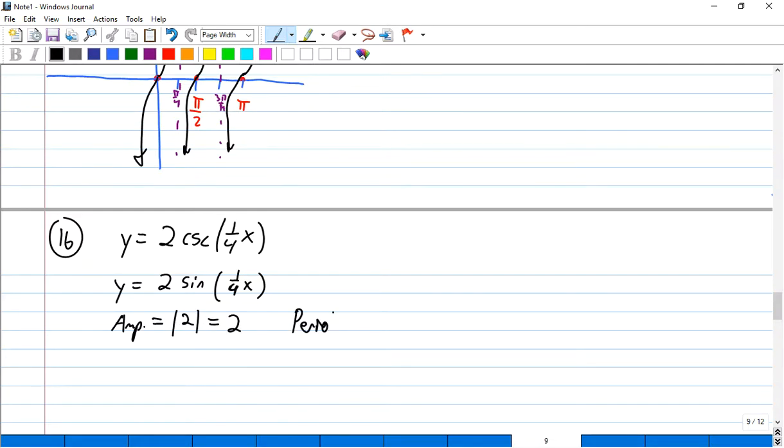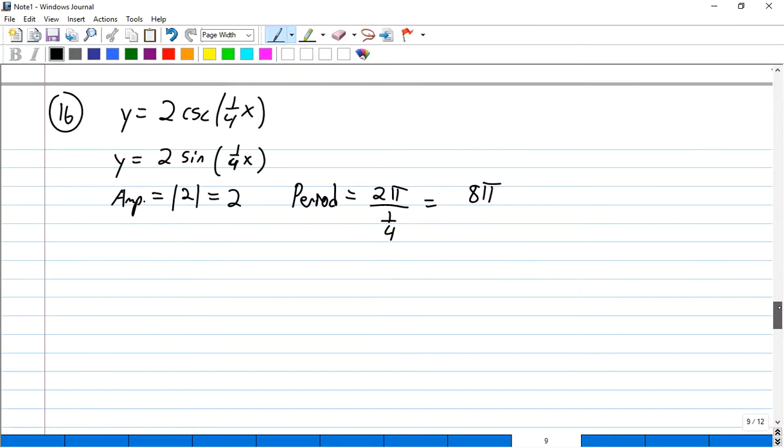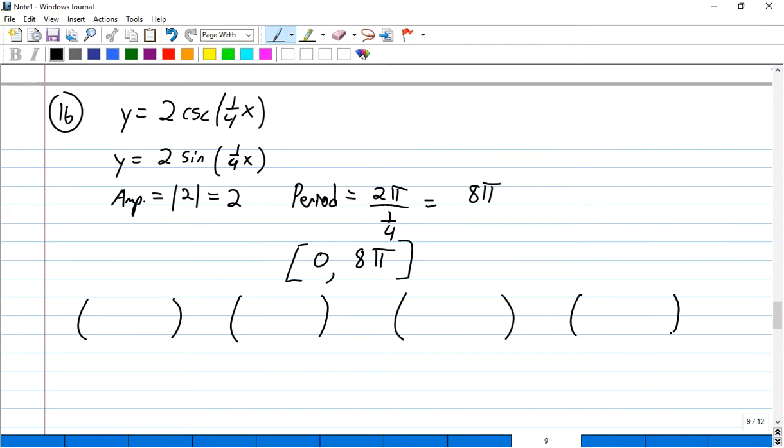The period, if you remember, for sine, cosine, secant, and cosecant, is 2 pi divided by omega. So it's 2 pi divided by 1/4, which is 8 pi. So that means I'm going to be able to draw the entire graph between 0 and 8 pi. Alright, so I'll come up with my 4 subintervals that are going to give me my significant points.